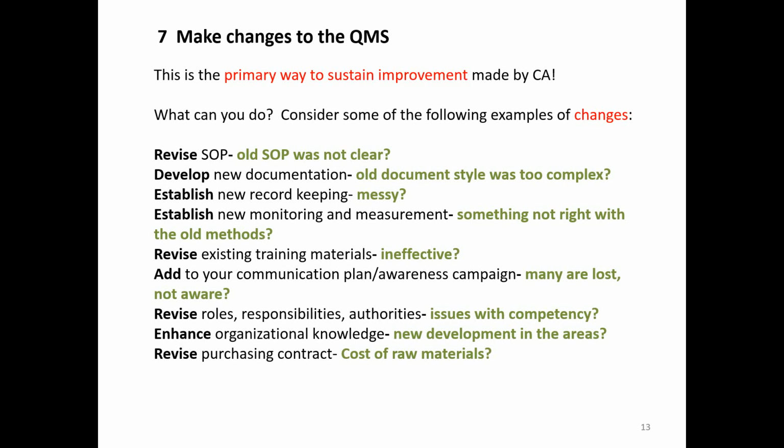Maybe a lot of people were lost, they were not aware of the policy, the objective, so you have to improve your communication now. Maybe you have issues with competency, you have to revise roles, responsibilities and authorities, hire new guys. Maybe your particular products are now suffering from dated issues. There's a lot of new development in the areas, so now you have to enhance organizational knowledge. Maybe the costs of raw materials from a supplier have gone up, so now you have to revise purchasing contract. So all of these are examples of possible changes needed that related to the non-conformity just now.